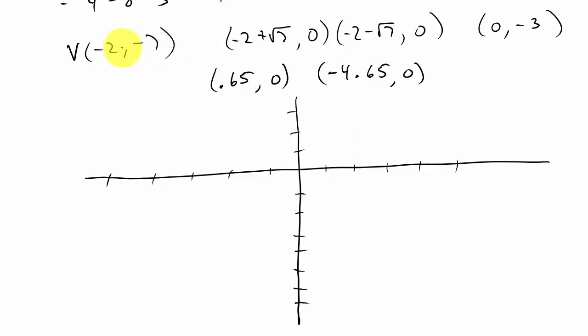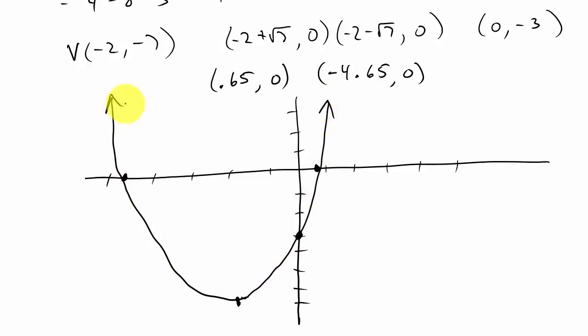Now we just plot the points. Negative 2, negative 7 is about right there. 0, negative 3 is there. Now this one, 0.65, that's not quite to 1, so we'll put it about right there. Then negative 4.65: -1, -2, -3, -4, and it's going to be in between 4 and 5, a little bit closer to 5. So there's negative 4.65. And then we draw our parabola, and there it is.